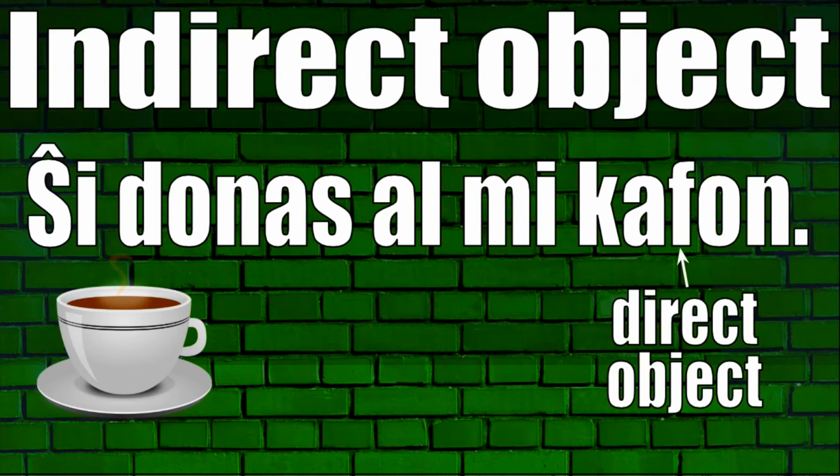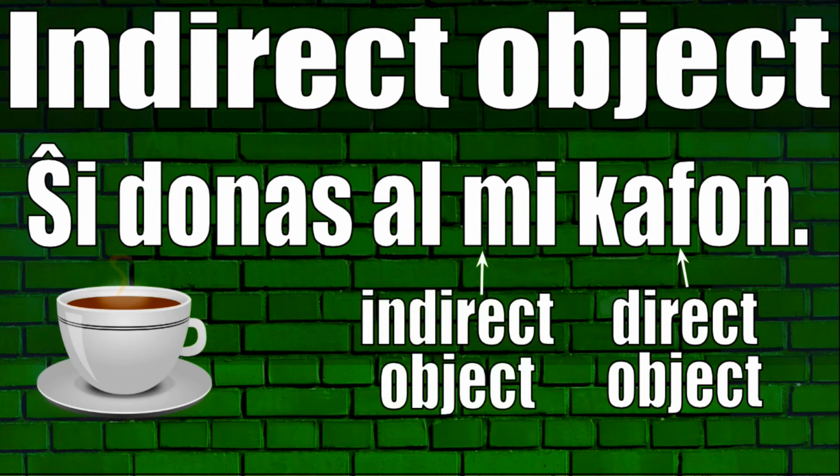But we could also say, she donas al mi kafon. This has the same meaning, but the words are in a different order. Kafo is still the direct object because it's what's being given, so it still has the n ending. But we still have to mark mi as the indirect object, so we need the preposition al to be right before it, so we know that the coffee is being given to me.